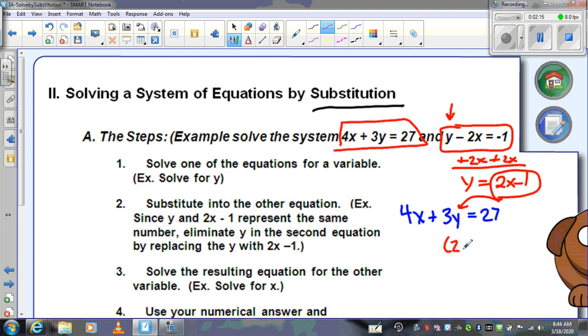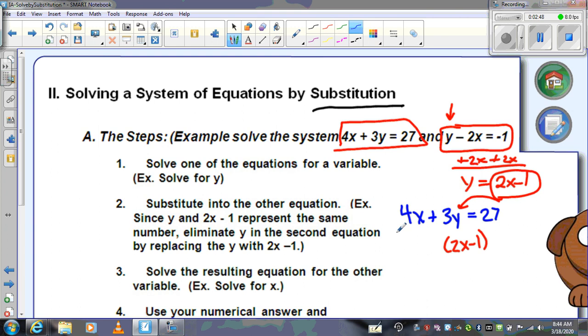The reason I do that is that it is the same value as y. In other words, if y is 50, then 2x minus 1 is also 50. If y is 1,000, then the expression 2x minus 1 is also 1,000. If y happens to represent 0.75, then the expression 2x minus 1 also is equivalent to 0.75. They are the exact same value. So all I'm doing is replacing the variable with an expression.